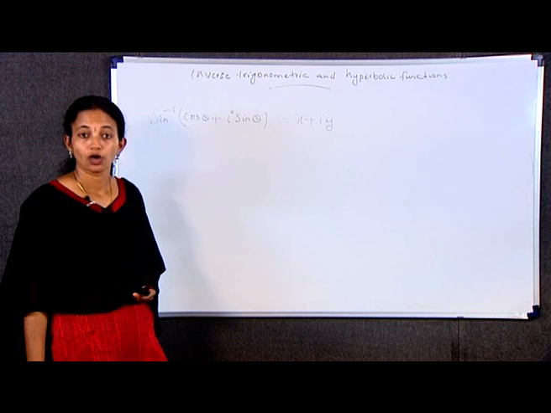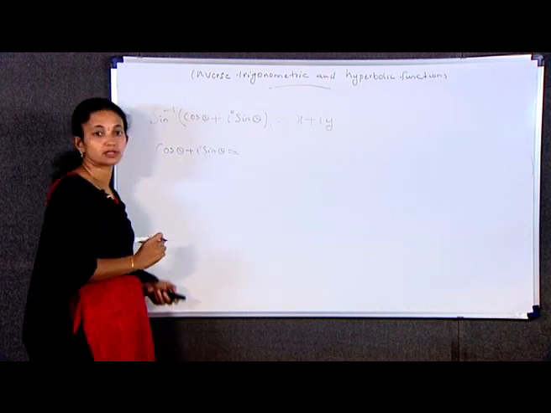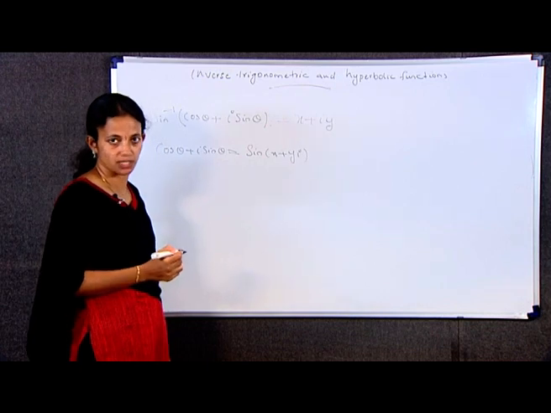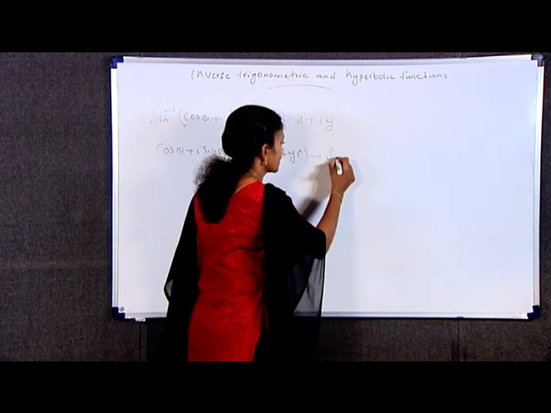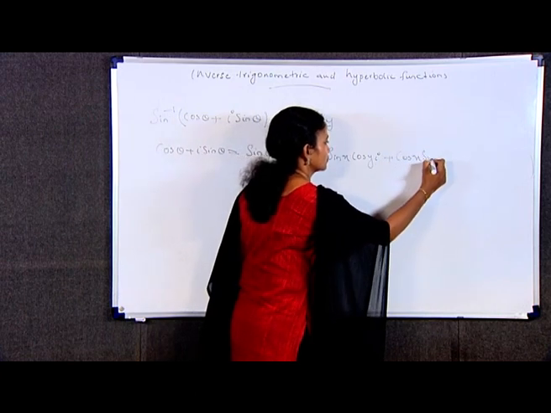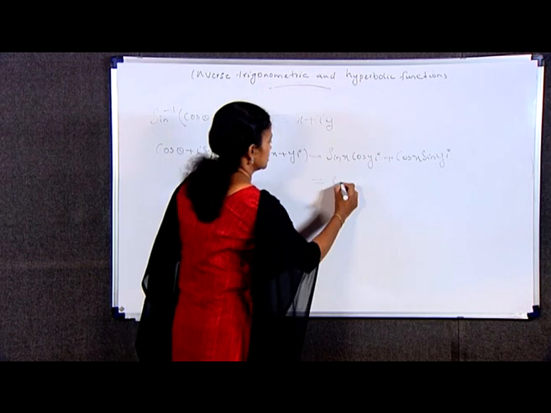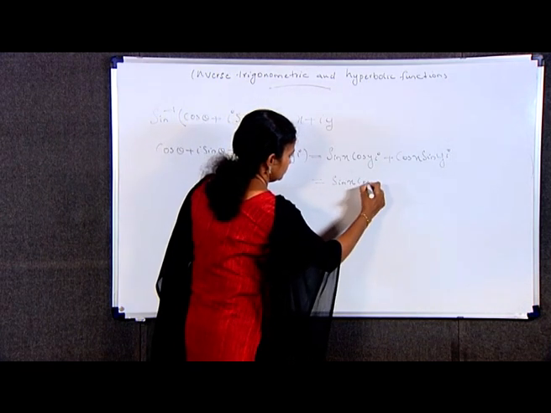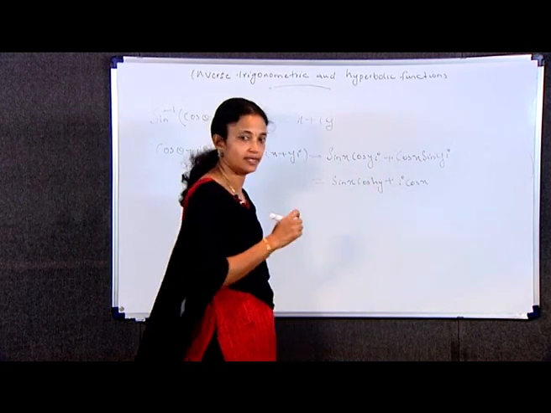So that cos theta plus i sin theta is equal to sin of x plus iy, which we can expand in the sin A plus B form as sin x cos iy plus cos x sin iy, which is equal to sin x cos hy plus i into cos x sin hy.